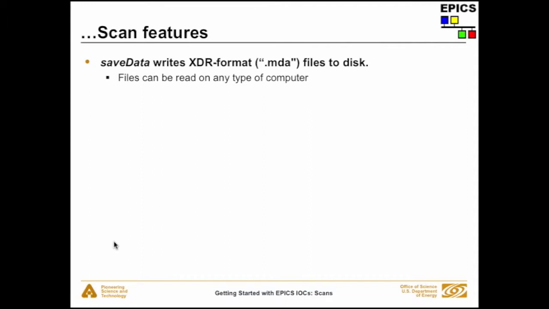Save data writes XDR format files. I'm going to give you more information than you want about that. And I'll probably skip through kind of quickly, and we can just use this as a reference for what that data file looks like. There's software to read it. But the important thing is that the network byte ordering problem is handled by XDR, so you can read it on any computer.